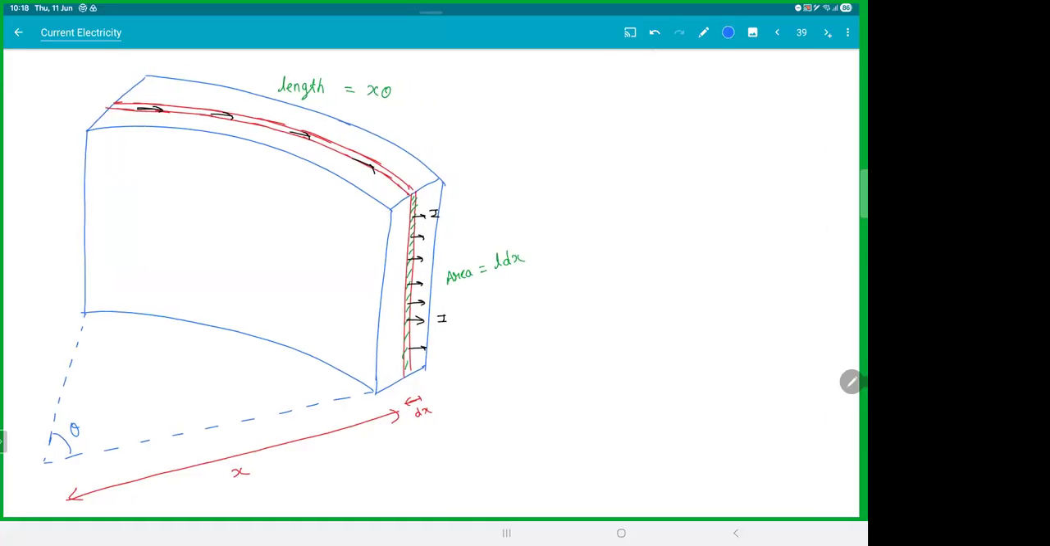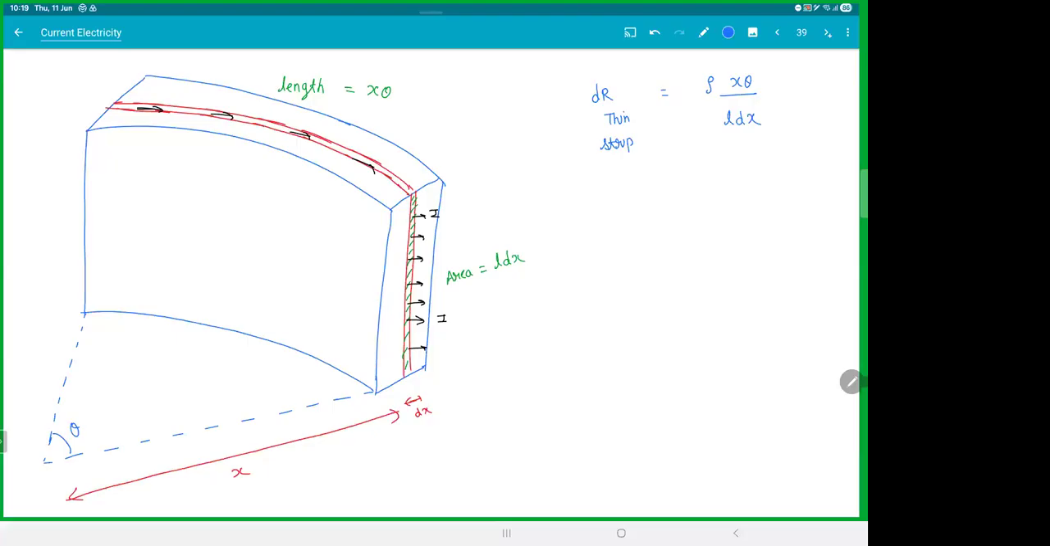What is the resistance of this thin strip? This is the resistance of the thin strip: rho times length x theta by area L dx. You have to be careful, dx is in the denominator. Now this is where people goof up. Now you try to integrate this. You can't do this. Understand the meaning of this.